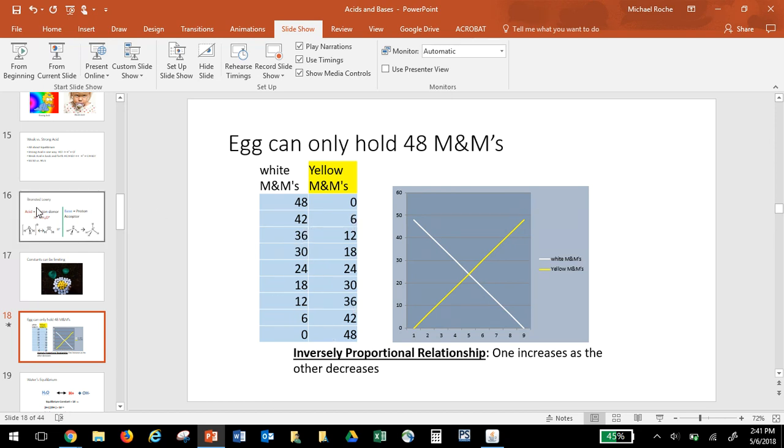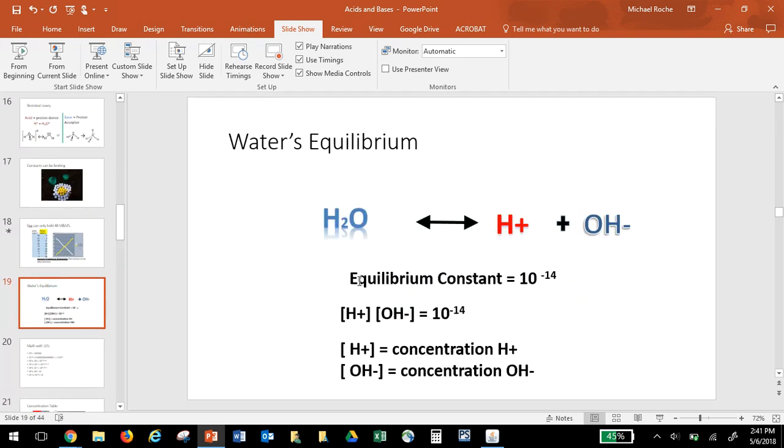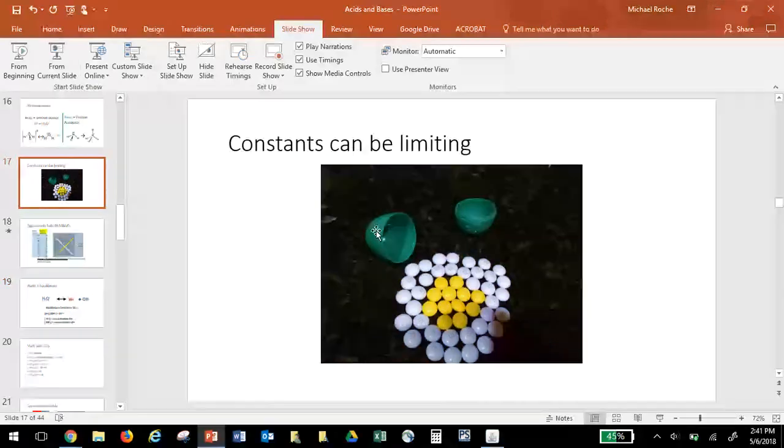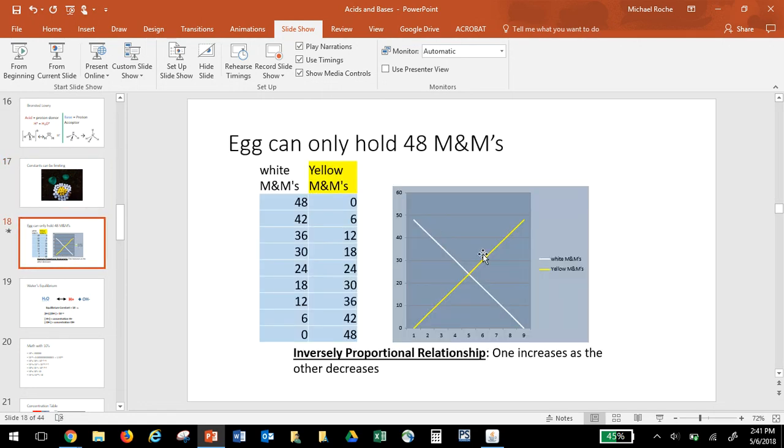So having things equal to a constant, as the equilibration of water is, the fact that this equals a constant is not unlike the fact that this Easter egg can only hold 48 M&Ms, and every time I take a yellow one out, I can put a white one in, and every time I take more yellow ones out, I can put more white ones in. So as one gets smaller, the other one gets bigger, so that the total equals 48. So you have this inverse relationship between things that are related by a constant when they're multiplied by each other.